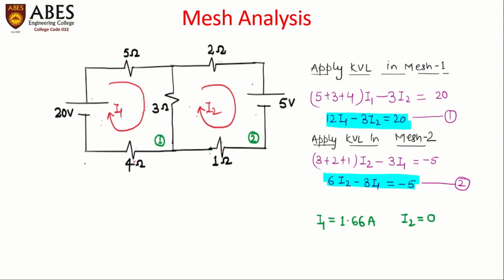In case 1, or you can say this one is the category 1 of the circuit in which we can apply the mesh analysis method. In case 1, the circuit consists only voltage sources and resistances. As you can see here, in this circuit, there are two voltage sources, 20 volt and 5 volt, and the rest of the elements are the resistances.